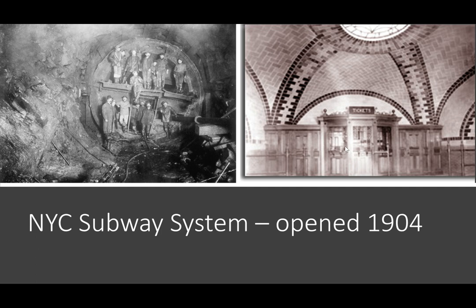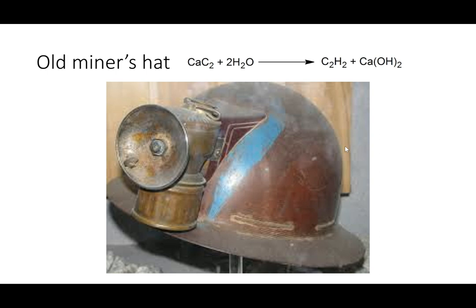When they were building the subway, they used miner hats like these. And they didn't have battery operated lights. They had to use lanterns that had a flame here to give them light. And the way they would produce this flame is they would use a substance called calcium carbide. And water would drip down from up here into the bottom to produce the ethylene gas and calcium hydroxide.